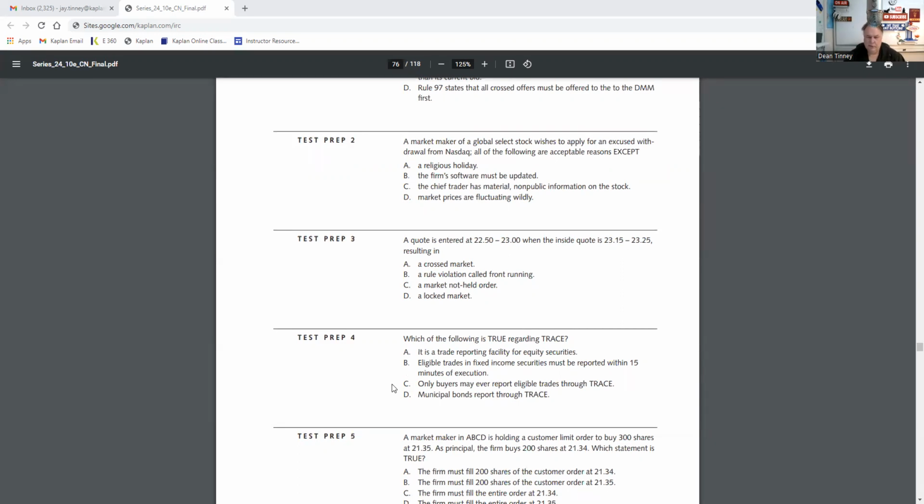A quote is entered at 22.50-23. So what that means in English is I'm willing to buy that into my inventory at 22.50. I'm willing to sell it out of my inventory at 23. The inside quote is 23.15.